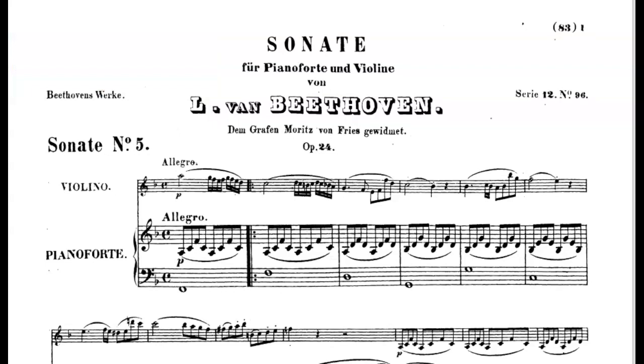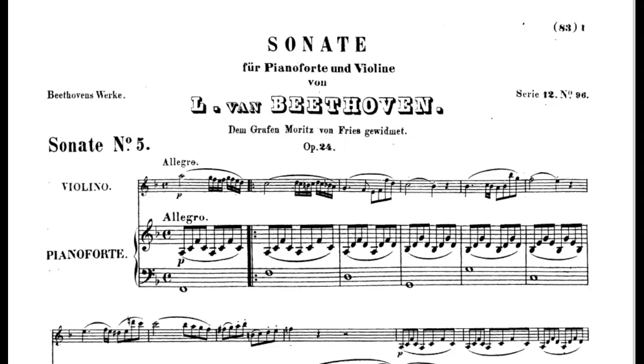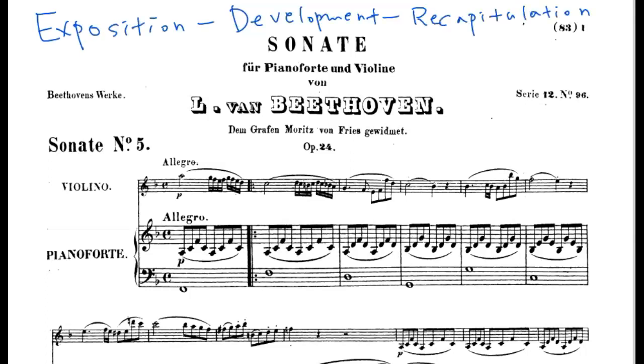Alright, so Beethoven's Violin Sonata Opus 24, number 5. Let's analyze this music together. Let's review the last lesson very briefly. Sonata form consists of mainly 3 sections: exposition, development, and recapitulation. And in the exposition, you have 2 parts. Exposition has the first theme area. First theme is also called primary theme. They're the same thing. And second theme.